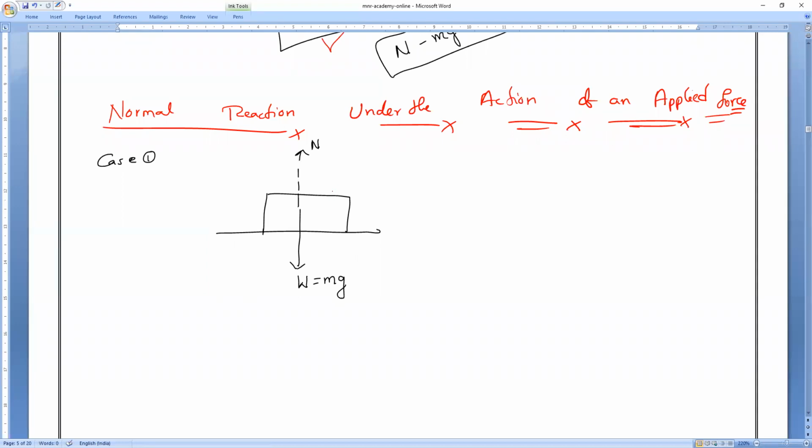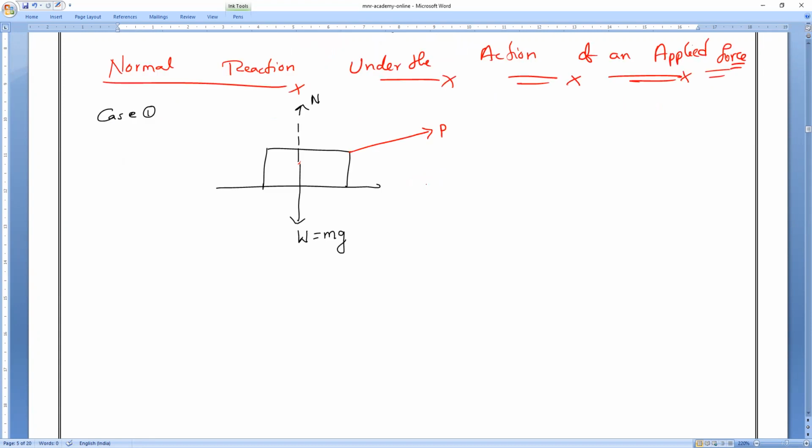But here there is a force we are applying. Am I right or wrong? So consider a block of wood or something placed on a horizontal surface. Let the block be pulled by a force P. So it is pulled by a force P at an angle like this. Is it okay? Clear?